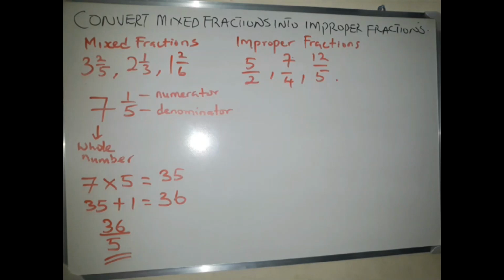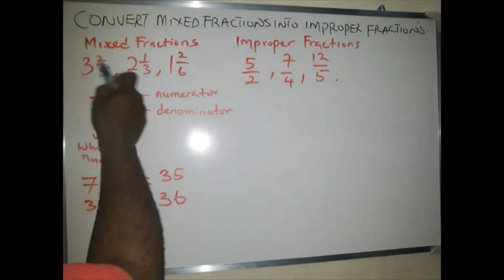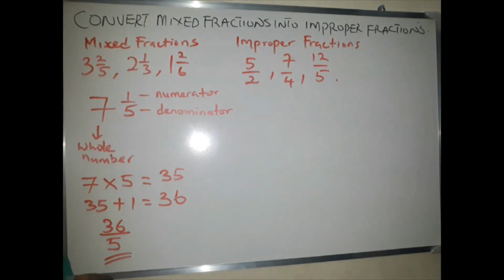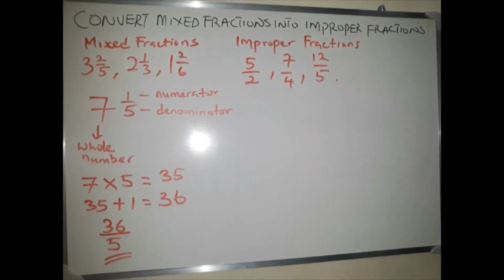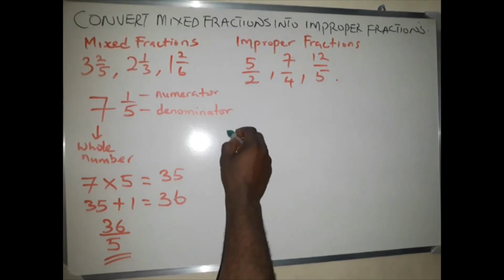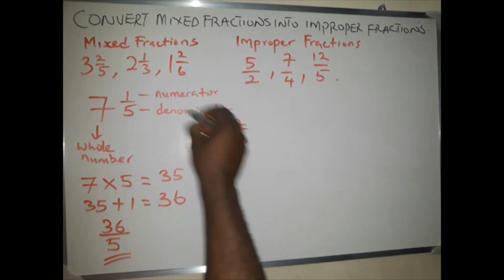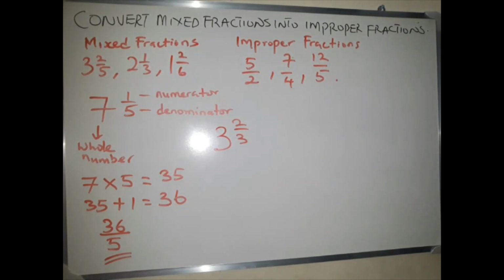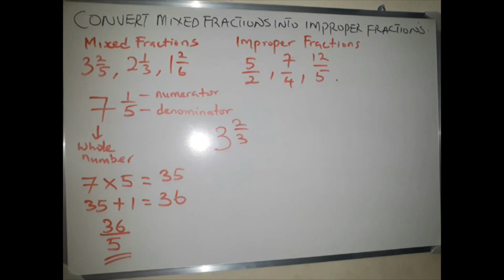If you know the steps, you first of all multiply the denominator by the whole number, and then you add the numerator, and the result of that addition you now write over the denominator. Let's look at another example. Let me say 3, 2 all over 3. We want to convert this mixed fraction into an improper fraction.